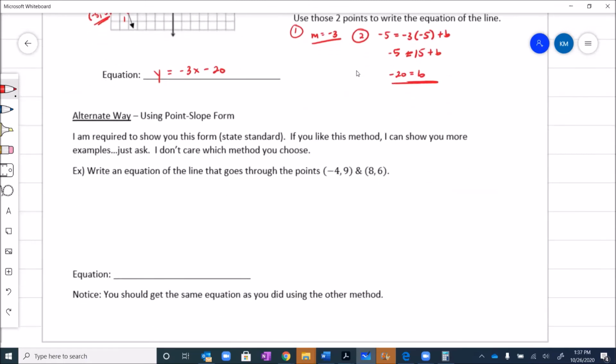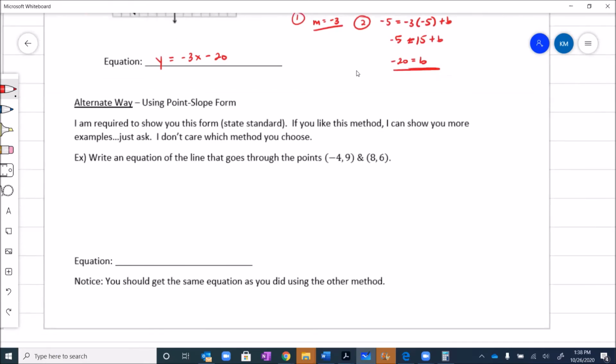Okay, an alternate way. And I am required to show you this because it's a standard. But if you don't like this method, you don't have to use it. I just want to make sure I show you. So the other way that we can do this is called point slope form. Point slope form is y minus y1 equals m times x minus x1.